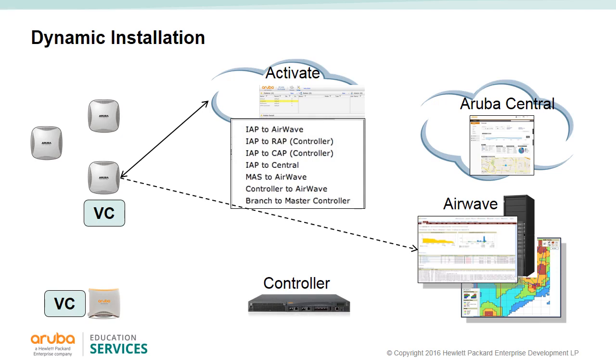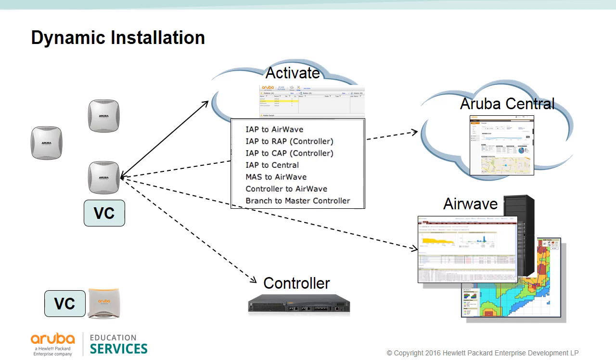IP to CAP allows you to reconfigure your IPs as campus APs and direct this AP to the IP address of a controller. IP to Central will direct the IP to start communications with the central cloud-based management system.